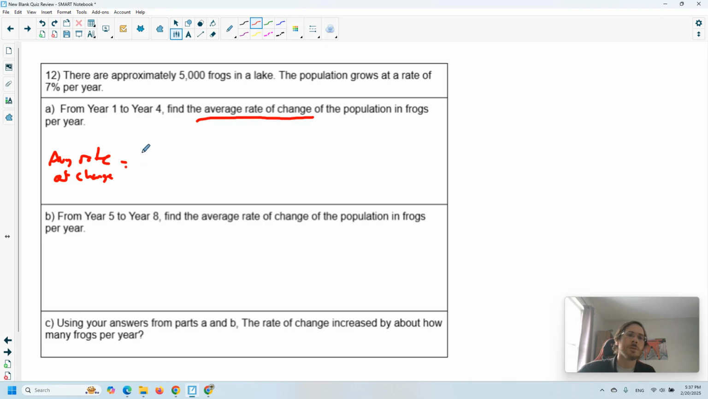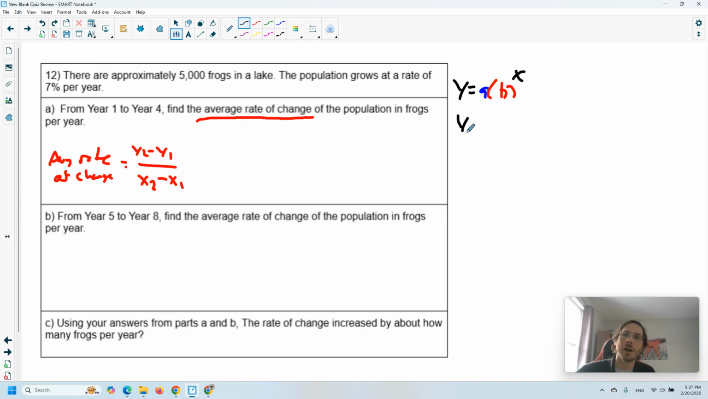So this is going to be y2 minus y1 over x2 minus x1. So we have to figure out some y's and x's. So we got to find out from year 1 to year 4. But to do that, we actually need to get this equation. So this equation, since we're growing at a rate of 7%, is going to use the other formula. So y equals a times b to the x power.